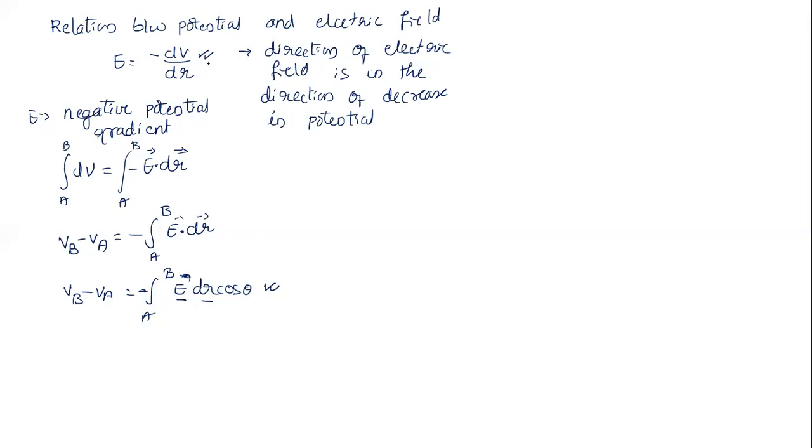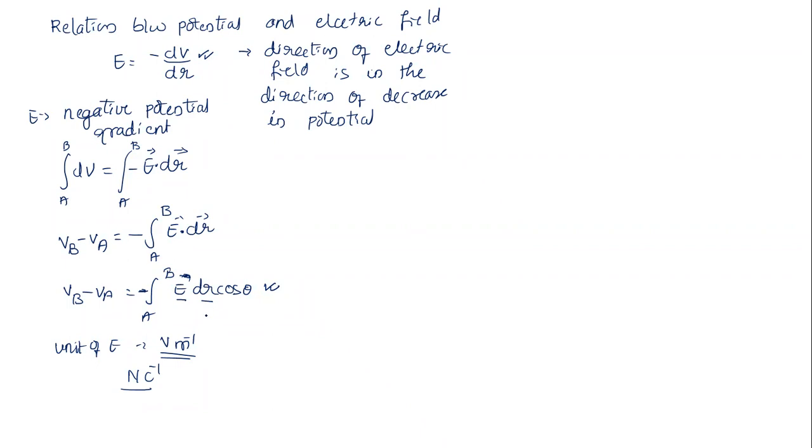Okay, so this is the relation between electric field and potential. From this we have one more thing, the unit of electric field. What is the unit of E? The unit of electric field is volt per meter, because voltage changing with respect to distance means volt per meter. Previously we knew it as Newton per coulomb. Now it is volt per meter.